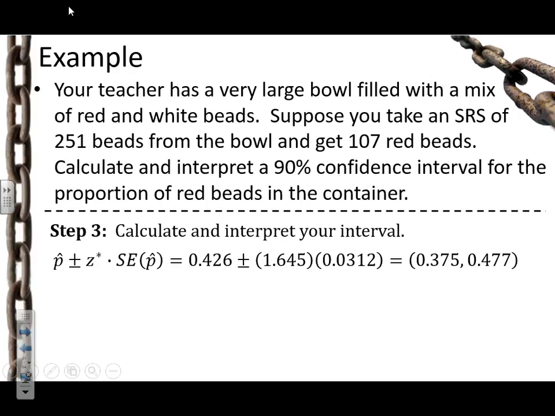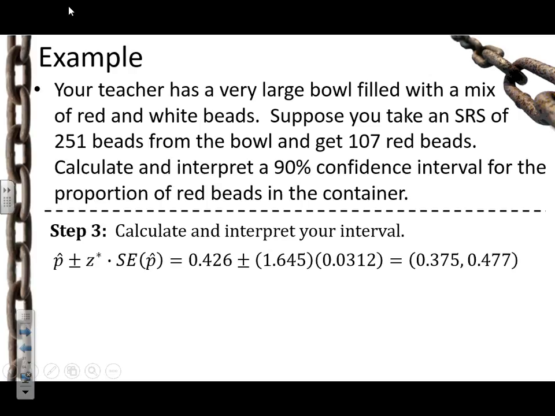Then you would take 0.426 plus 1.645 times 0.0312. And that'll give you your upper bound, which in this case would be 0.477. Okay. Any questions on the calculation part? Anything there we want to go back over or take a look at? This is calculating the confidence interval for the proportion of red beads in the bowl.